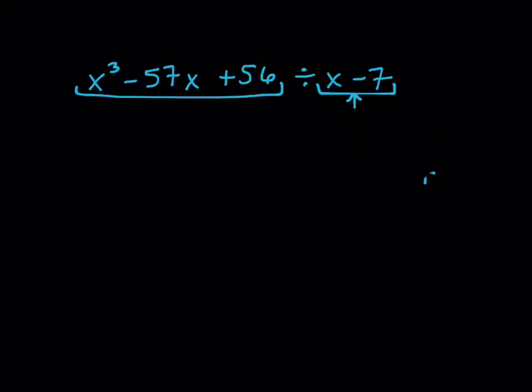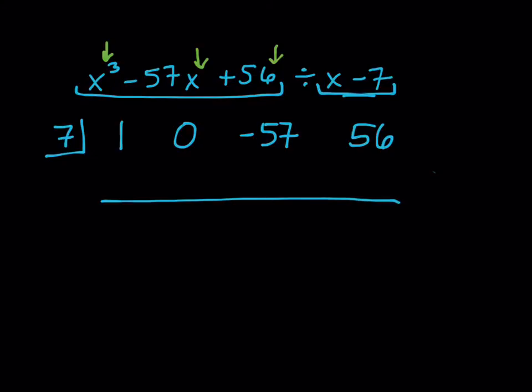Now we need to set up our synthetic division tool here. That 7 we found goes in a little box, and then we'll list out all the coefficients of the polynomial that we're trying to divide. This time I have a term with degree 3, a term with degree 1, and a term with degree 0. I've skipped x squared, so this time I need to fill in a 0. So we have 1 for x cubed, 0 for the x squared term, negative 57 for the x term, and then 56.